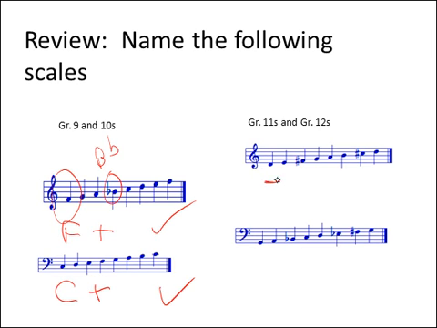For my 11s and 12s, things are a little more tricky. So what does the scale start on? Good. So a D. But now a D what? Well, we have an F sharp and a C sharp. And that is in fact the key signature for D major. But that might not always be the case.